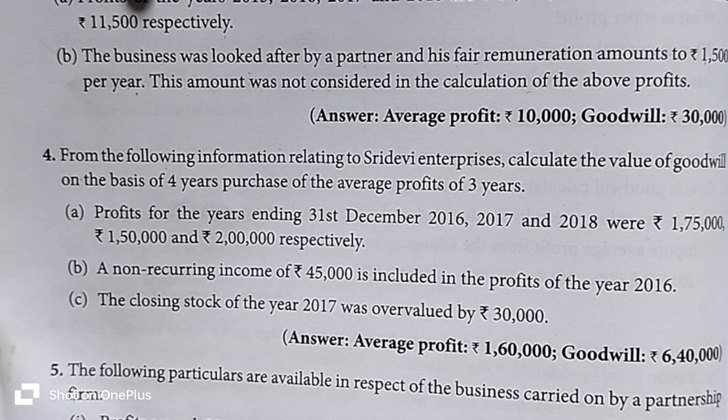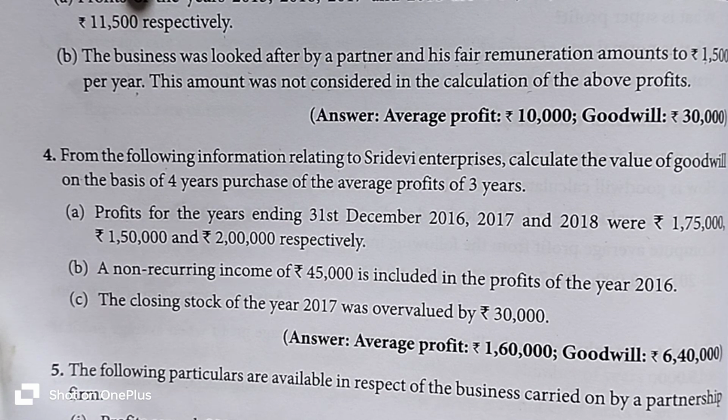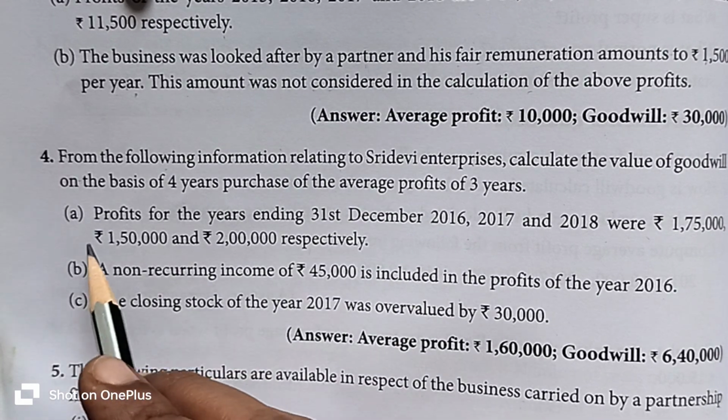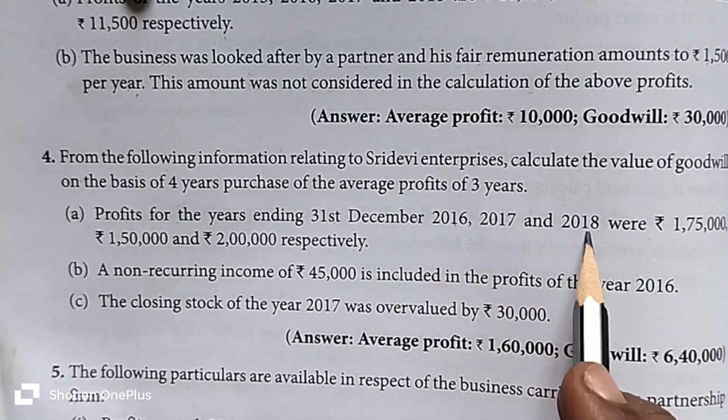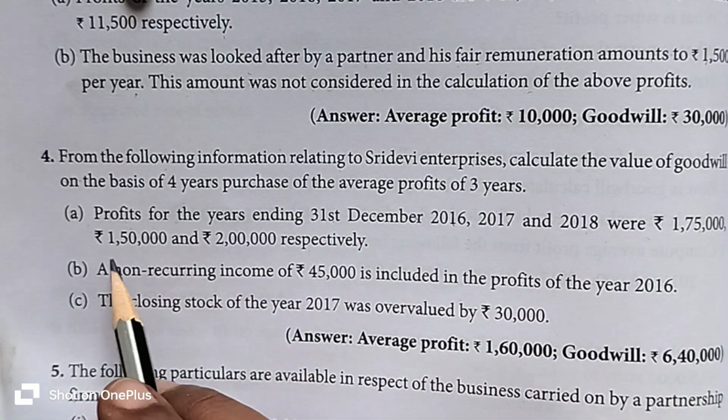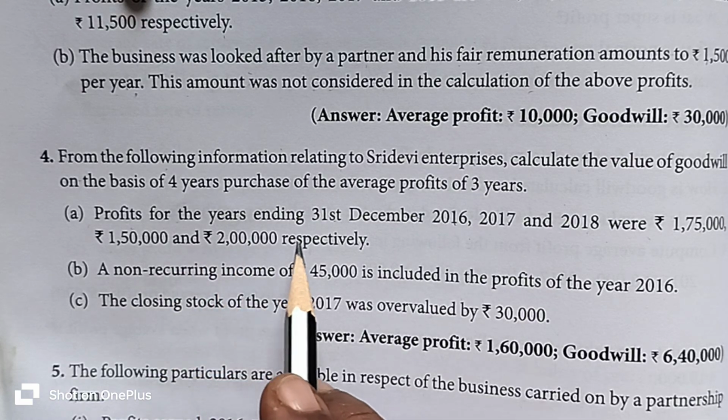So we are going to find out the 3 years of average profit and 4 years of purchases, which means average profit multiplied by 4, we will get the goodwill, right? Next. A. Profit for the year ending 31st December 2016, 17, 18 were 1,75,000, 1,50,000 and 2 lakh respectively.